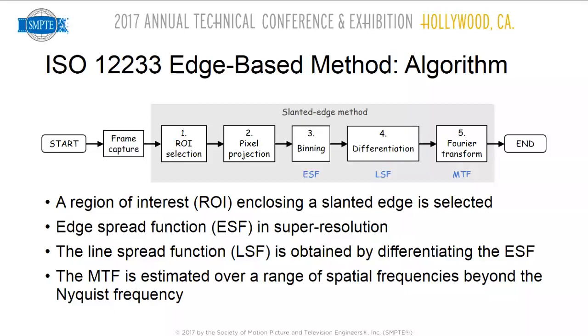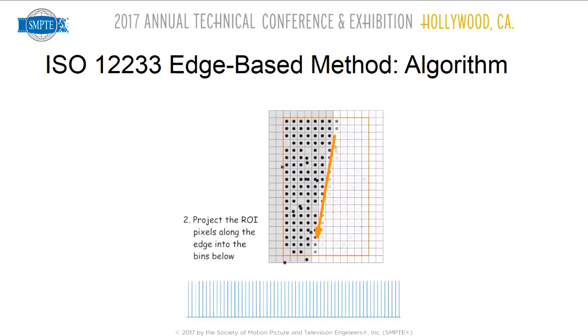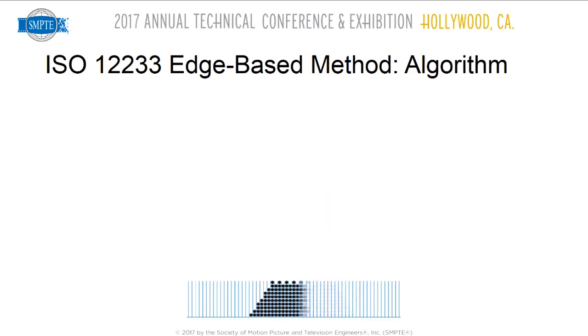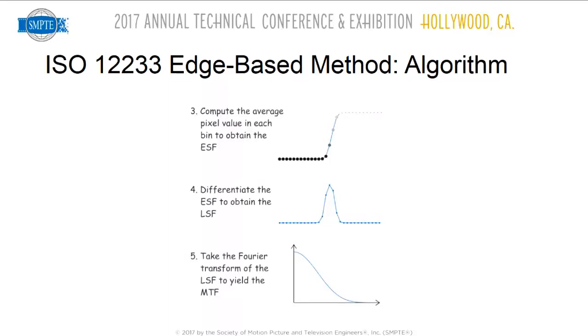I have an animation here. First, we select an ROI, and then project the ROI pixels along the predicted edge into bins with subpixel width, and then compute the average pixel value in each bin to obtain the ESF, and then the LSF and MTF.